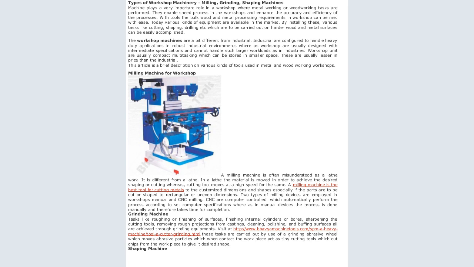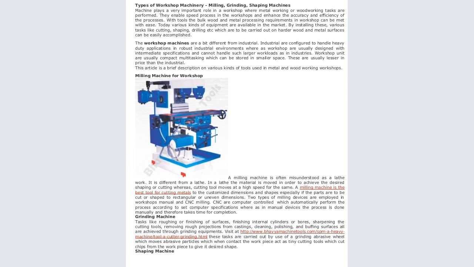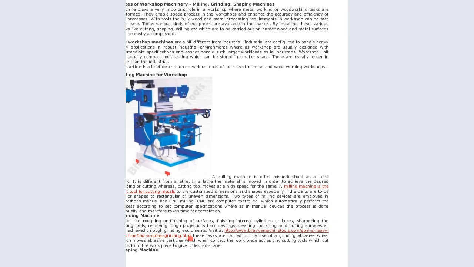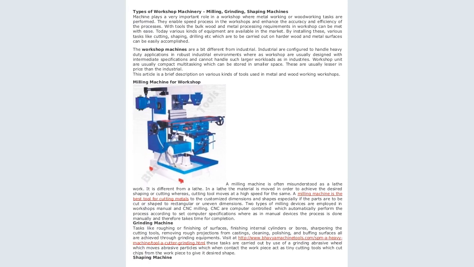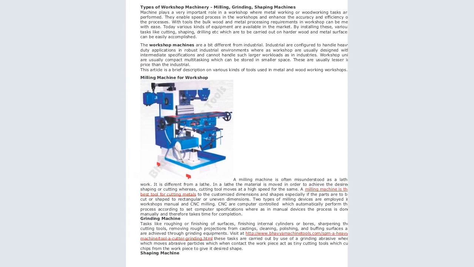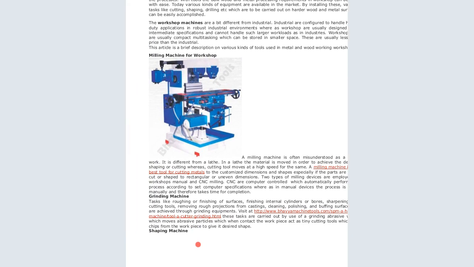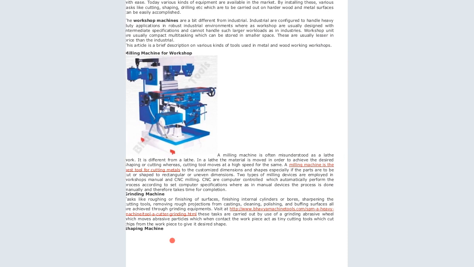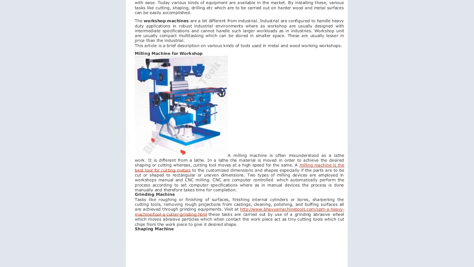What about the grinding machines? With grinding machines, tasks like roughing or finishing of surfaces, finishing internal cylinders or bores, sharpening the cutting tools, removing rough projections from castings, cleaning, polishing, and buffing surfaces are achieved through the grinding equipment. The tasks are carried out by the use of the grinding abrasive wheel, which moves abrasive particles, which when in contact with the workpiece act as tiny cutting tools, which cut chips from the workpiece to give the desired shape. So grinding machines are also called shaping machines.